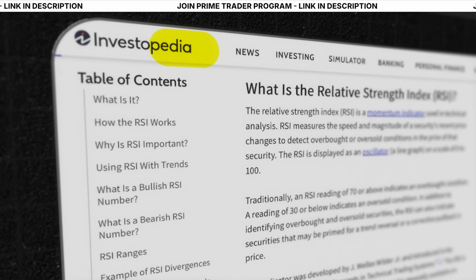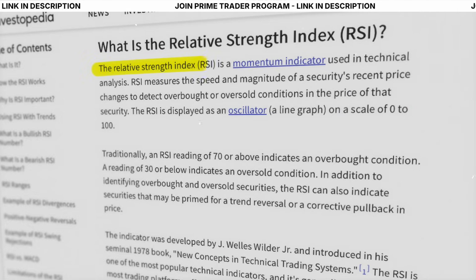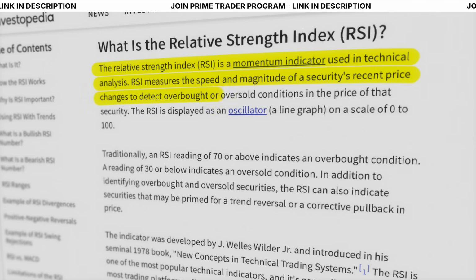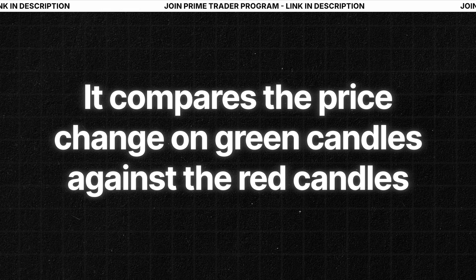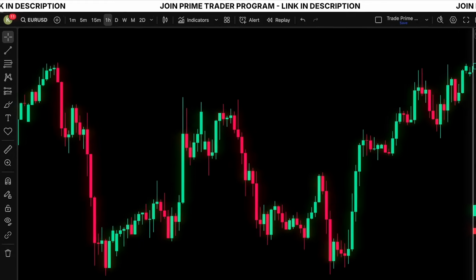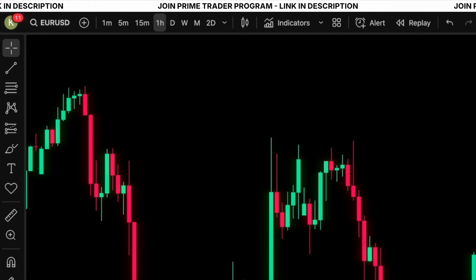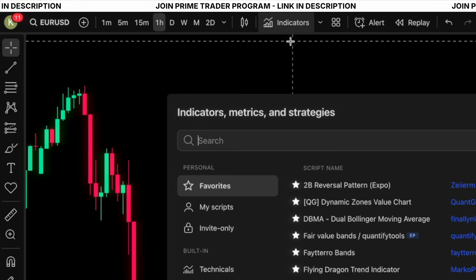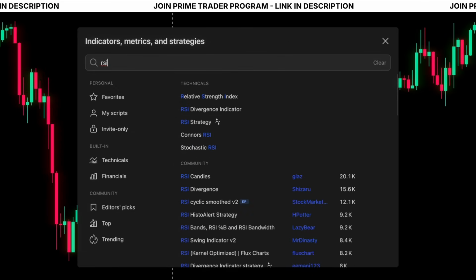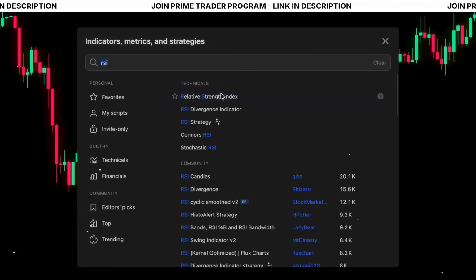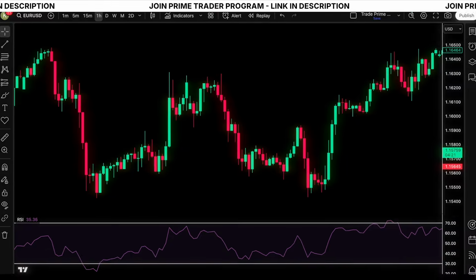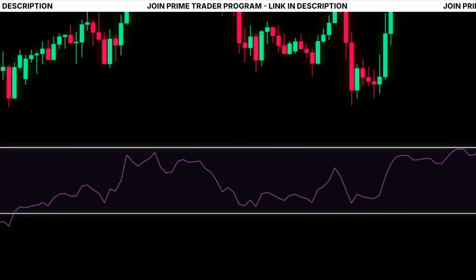According to Investopedia, the Relative Strength Index is a momentum indicator that measures the speed and magnitude of the security's recent price changes. In simple terms, it compares the price change on green candles against the red candles. To plot it, head over to TradingView and open the Indicators tab. Then type in RSI and select this option. Once plotted, the RSI will look something like this.